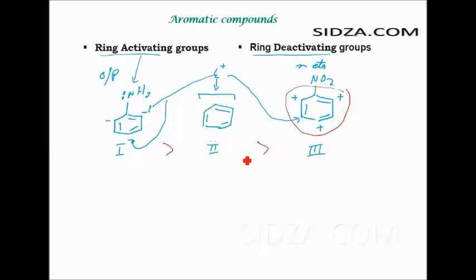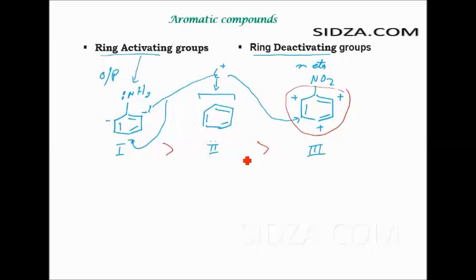So we categorize those groups into ring activating groups as well as ring deactivating groups. A ring activating group is one which can increase the electron density at the ring, and therefore the attack of the electrophile will be faster. A ring deactivating group is one which decreases the electron density at the ring, so therefore the attack will be slower. In terms of reactivity, the electrophilic aromatic substitution reaction will be faster at aniline than benzene than nitrobenzene.